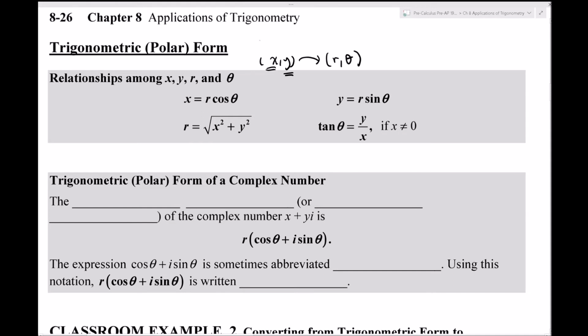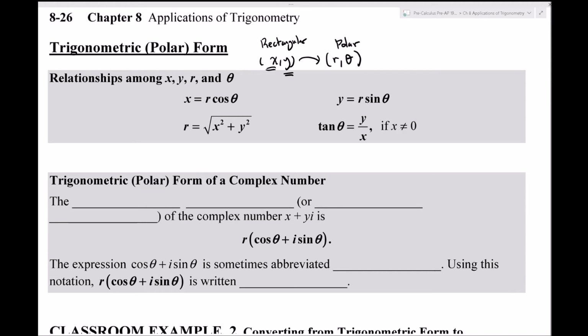So x and y, if those are perpendicular to each other, those are straight lines that are perpendicular to each other, and that's how we measure coordinates. We call that rectangular. This one we call polar. If the system relies on an angle and a distance, that's called polar.